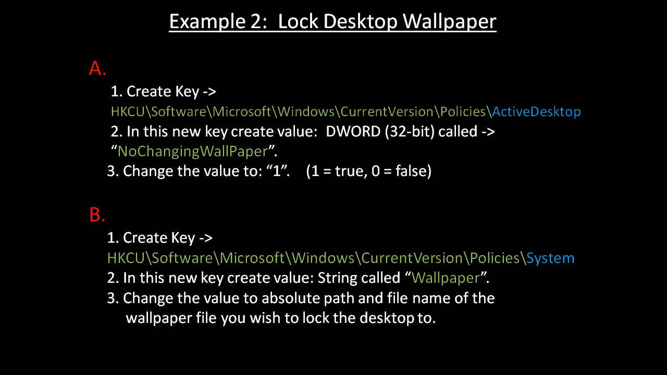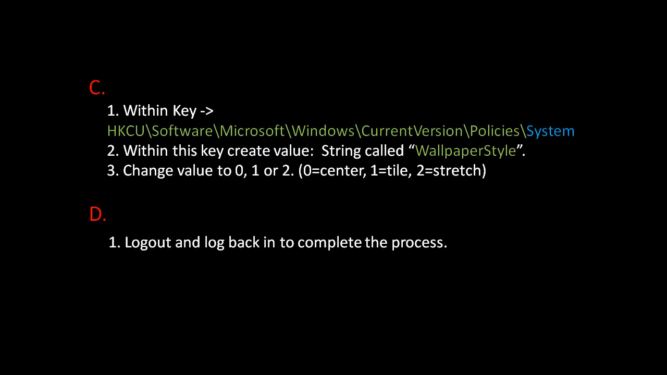We'll change the value to the absolute path and file name of the wallpaper file that we want to lock the desktop to. Finally, we're going to create yet another new key in HKEY_CURRENT_USER\Software\Microsoft\Windows\CurrentVersion\Policies. It will be called System, and within this key we'll create a string called WallpaperStyle, and we'll change the value to 0, 1, or 2: 0 for center, 1 for tile, and 2 for stretch. Finally, we need to log out and log back in to complete the process.